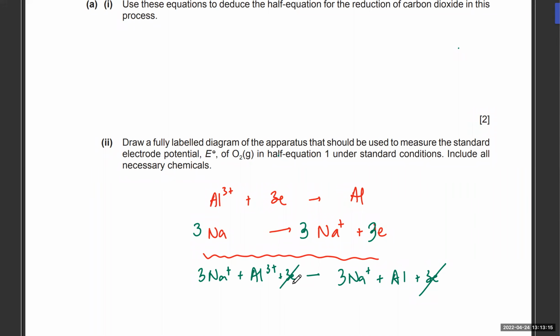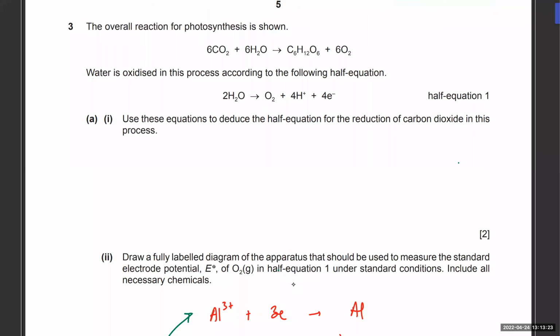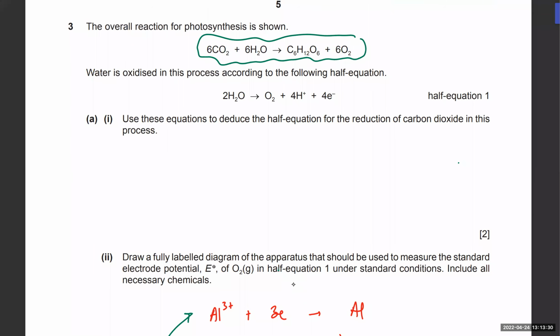So I just wanted to show you how you add up 2 half equations and make the full equation. Now in this question, we're going to go in the opposite direction. So this is my full equation, this is my overall equation, and this over here is my oxidation equation, right? There's going to be an oxidation equation and a reduction equation, and these 2 equations will add up to give you this. Is this clear?